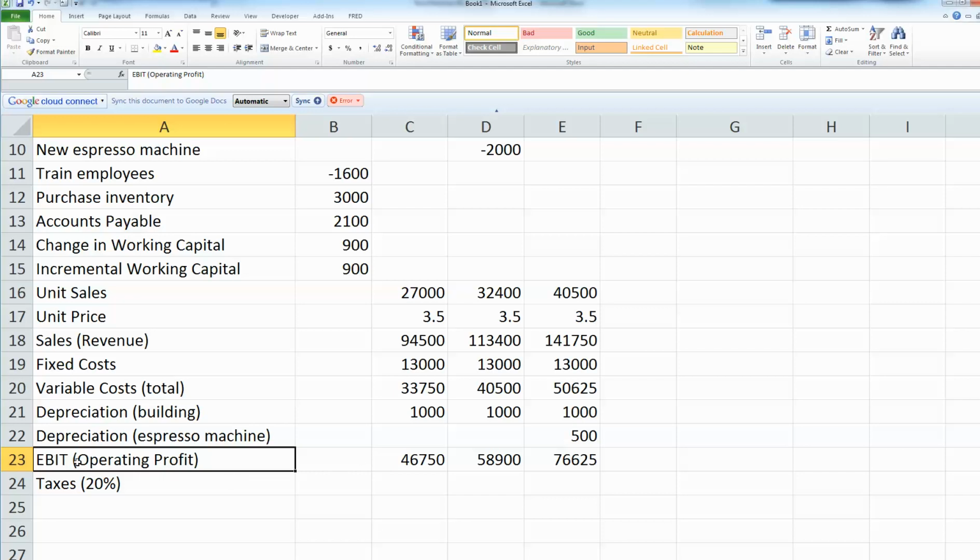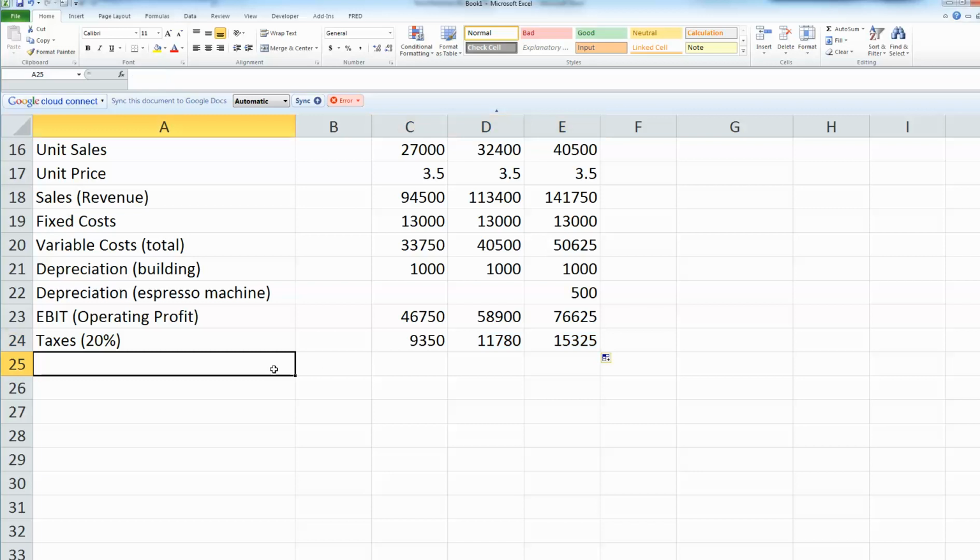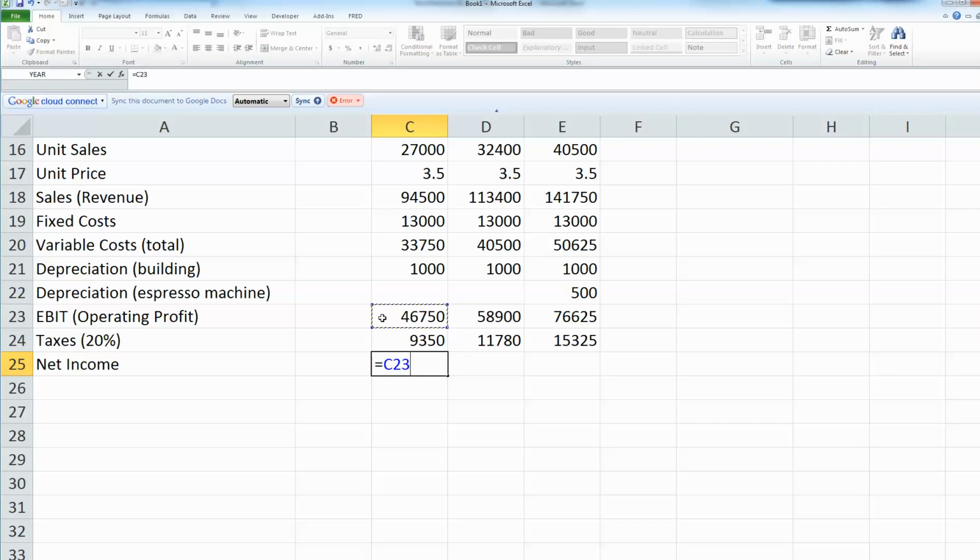So even though this is earnings before interest and taxes, I'm not actually going to subtract interest because that will be dealt with in that discount rate. But I do need to subtract taxes. So I take my EBIT, multiply by my tax rate of 20% to estimate the taxes that I'll owe on the income in row 23. And this will give me my expected net income. So I'll take the EBIT, subtract the taxes to get my expected net income.